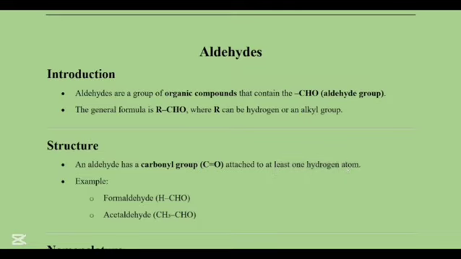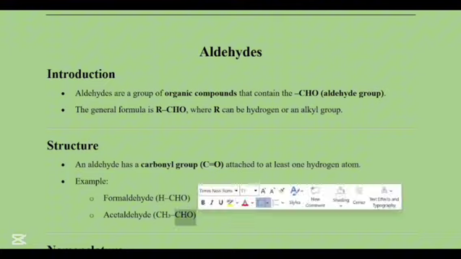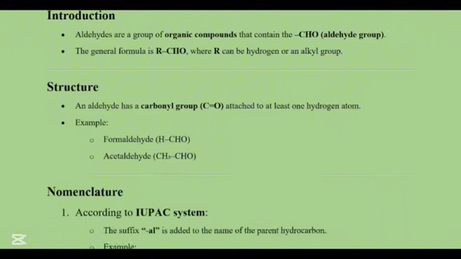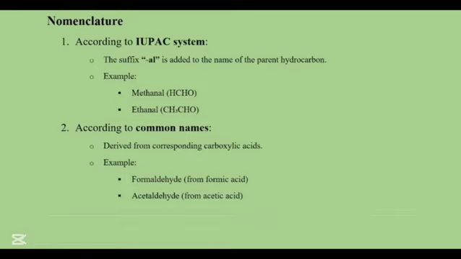An example is formaldehyde or acetaldehyde. As you can see, instead of the R, we have placed hydrogen bonded to the aldehyde group. Same for the second, we have CH3 with the CHO, which basically stands for the aldehyde group. The nomenclature of aldehydes: according to the IUPAC system, the suffix -al will be added to the name of the parent hydrocarbon. For example, the formula is R-CHO.